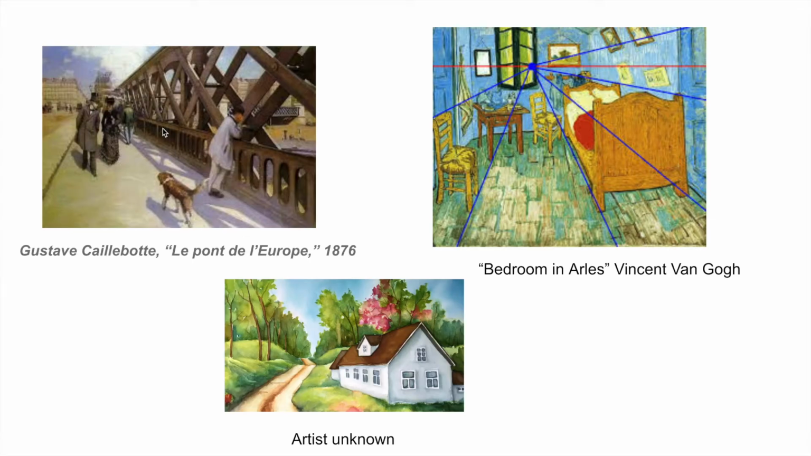These are famous paintings where the 1 point is back there that everything leads to. This makes the room look 3D. Here it is here.